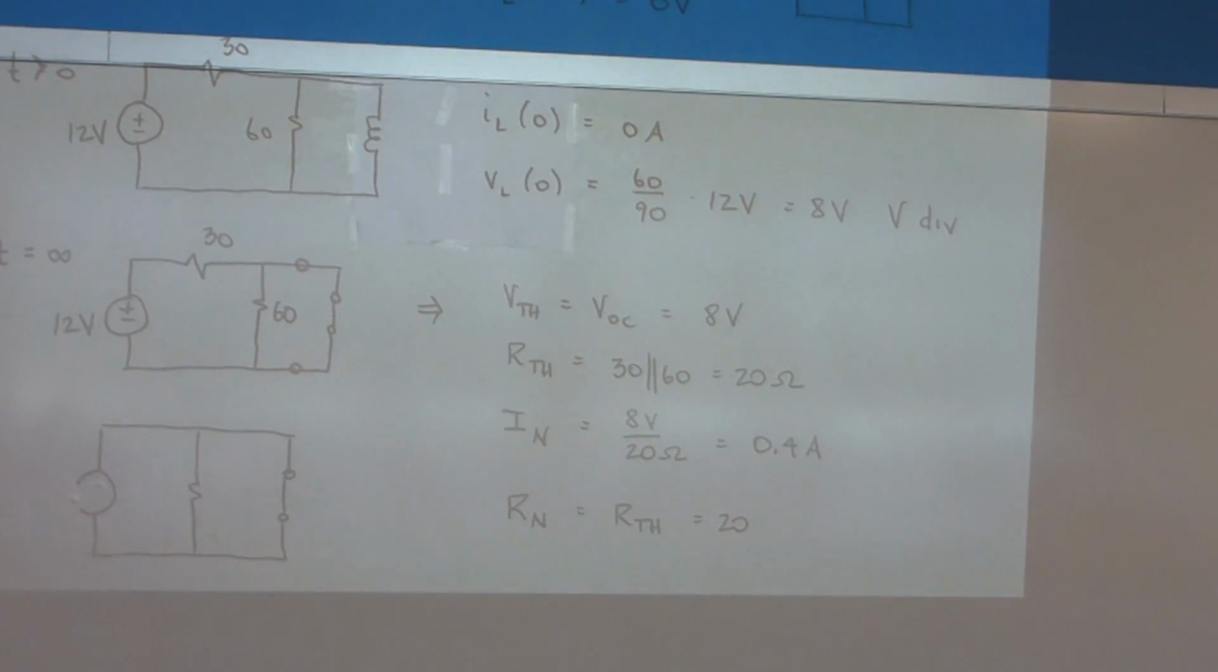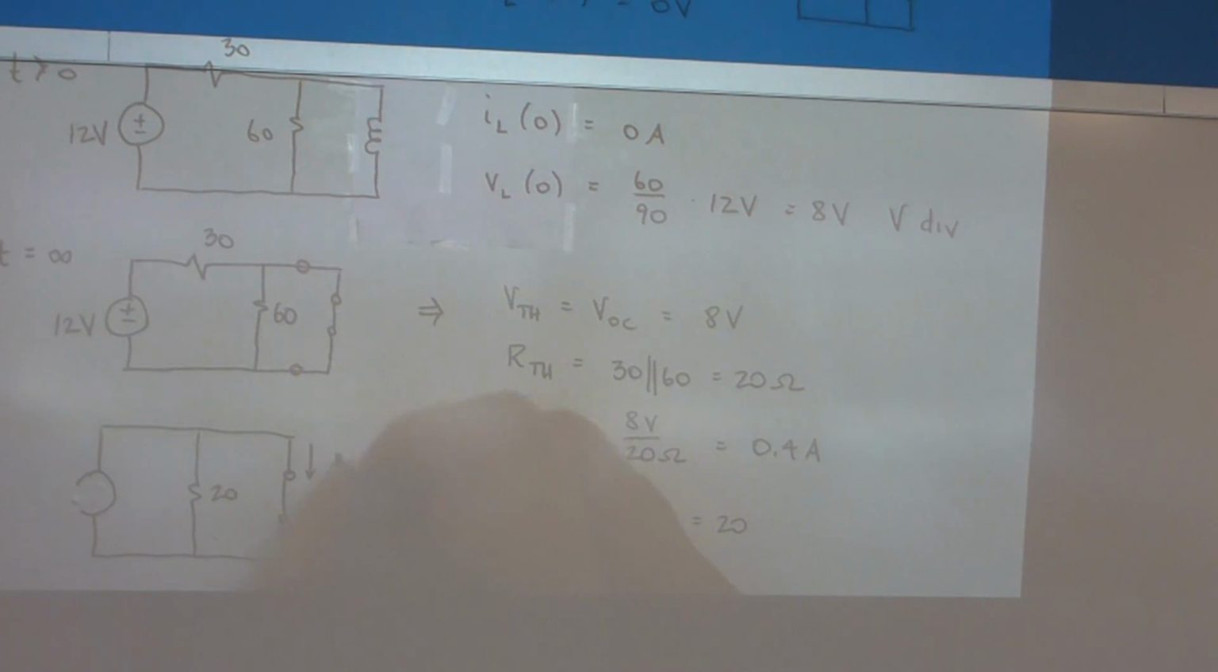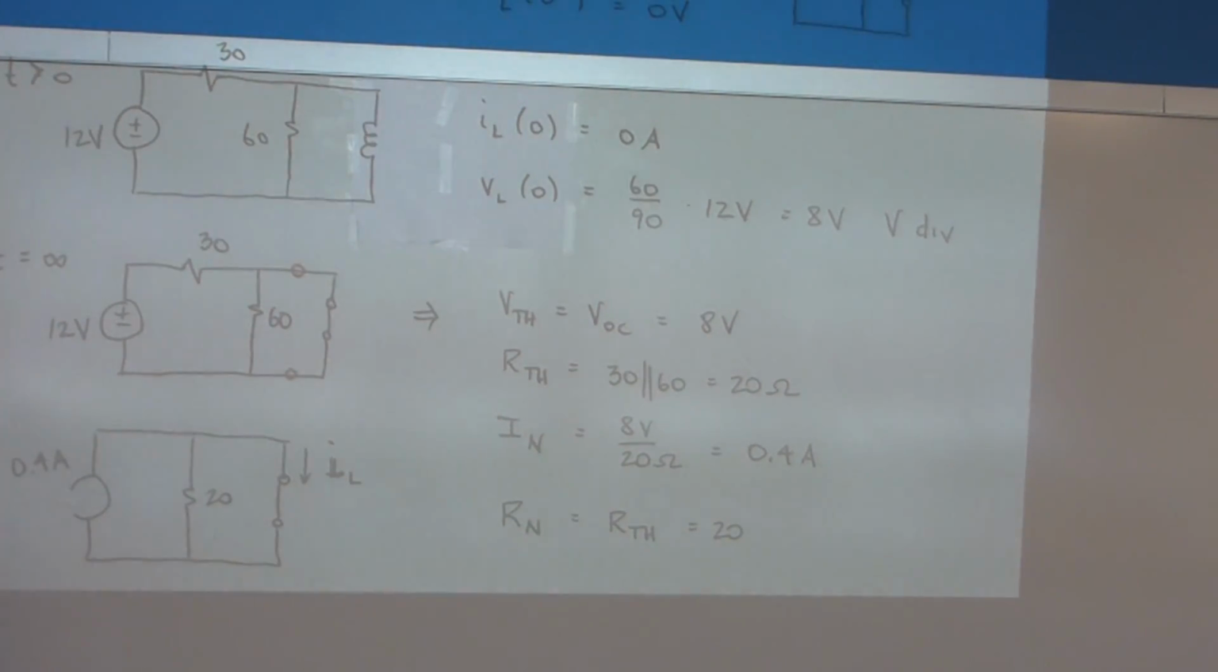So we have 20 here. Again, I sub L is still defined that way. This is a current source of 0.4 amps. So all of this is to say, what is my final current through my inductor? 0.4, because it's all going that way, it's a short, which makes sense.